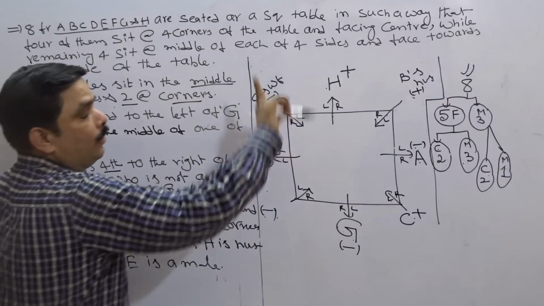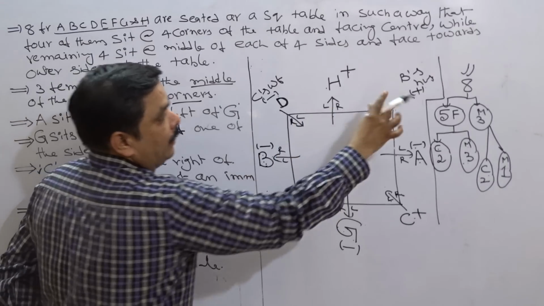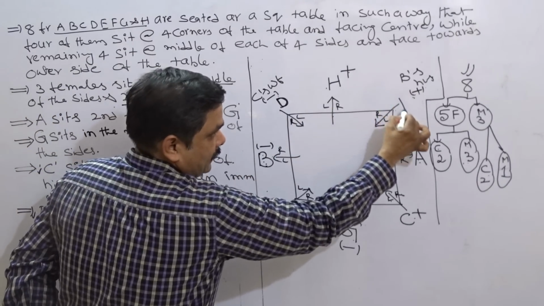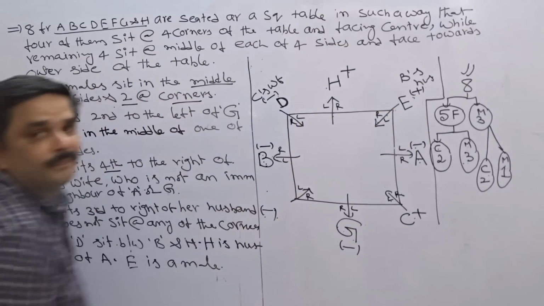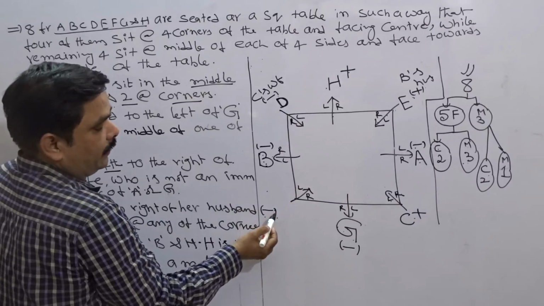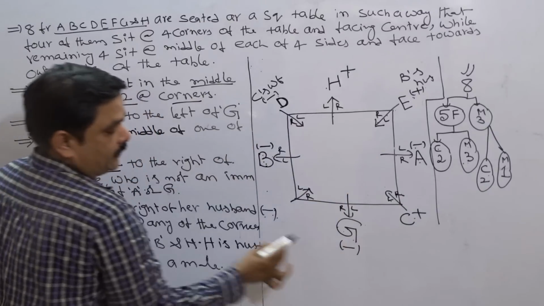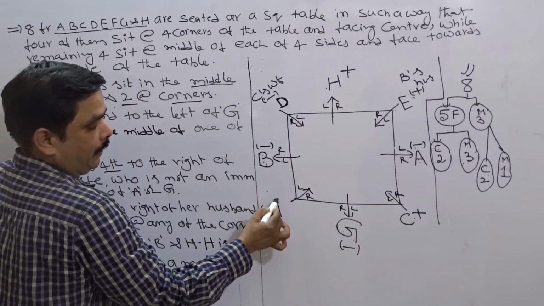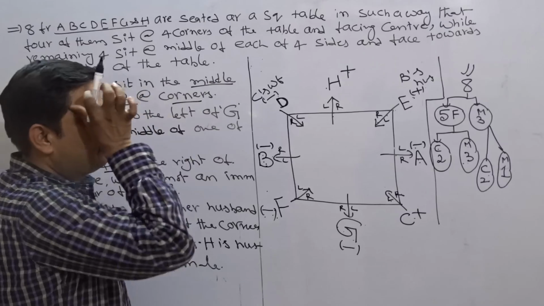Now, where shall I go for E? E is a male. Obviously, only one place is there for E. And the next one, what is that? All the persons have been accommodated except F. I need to go for F here.